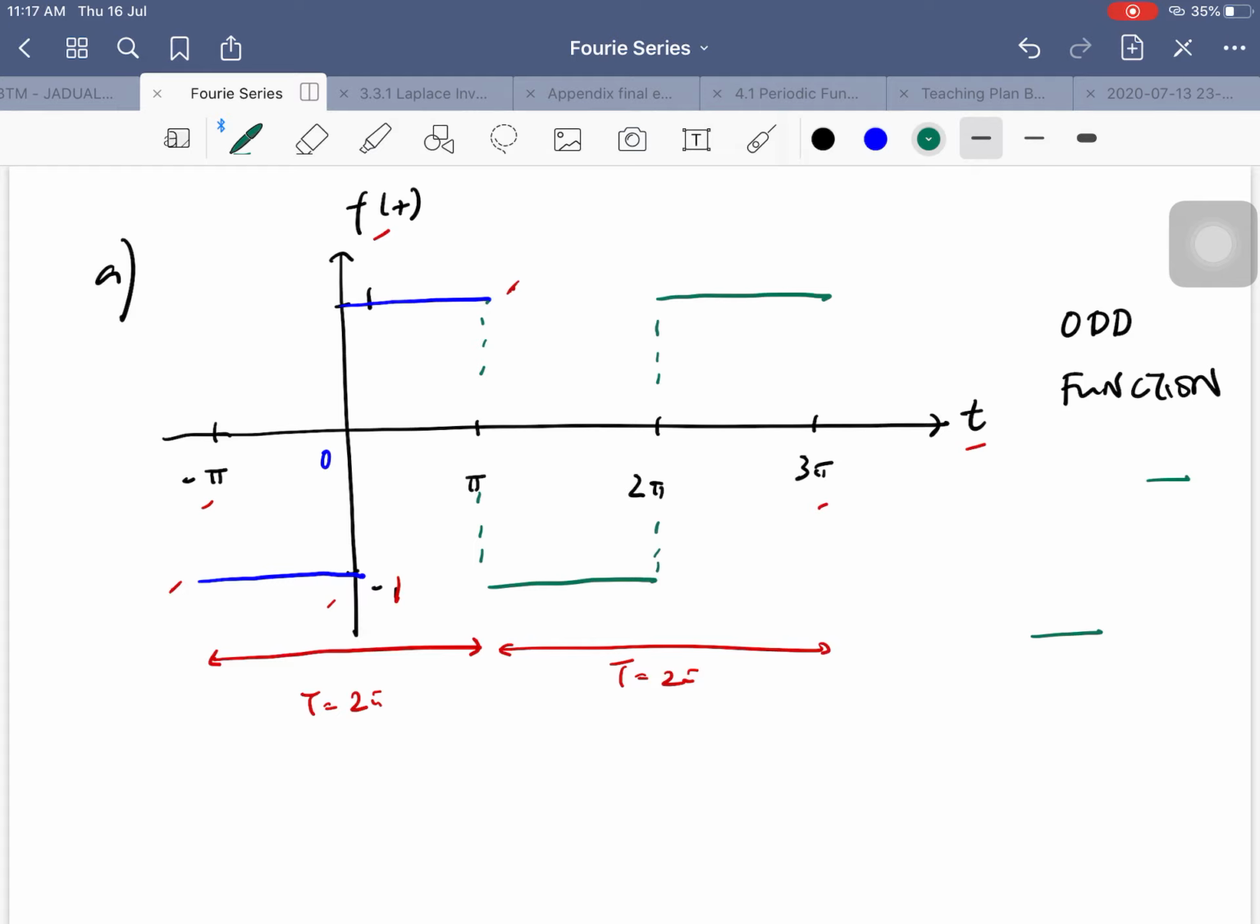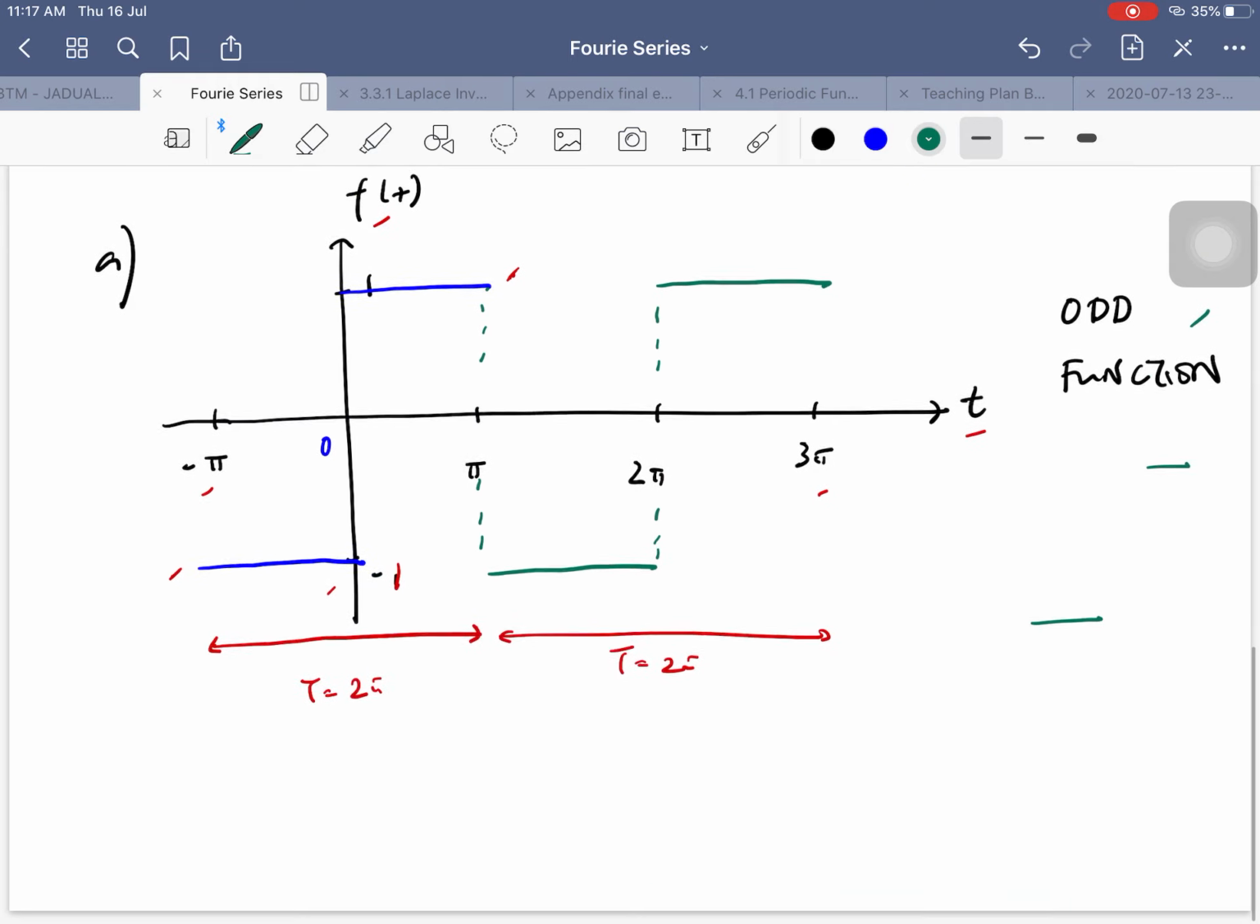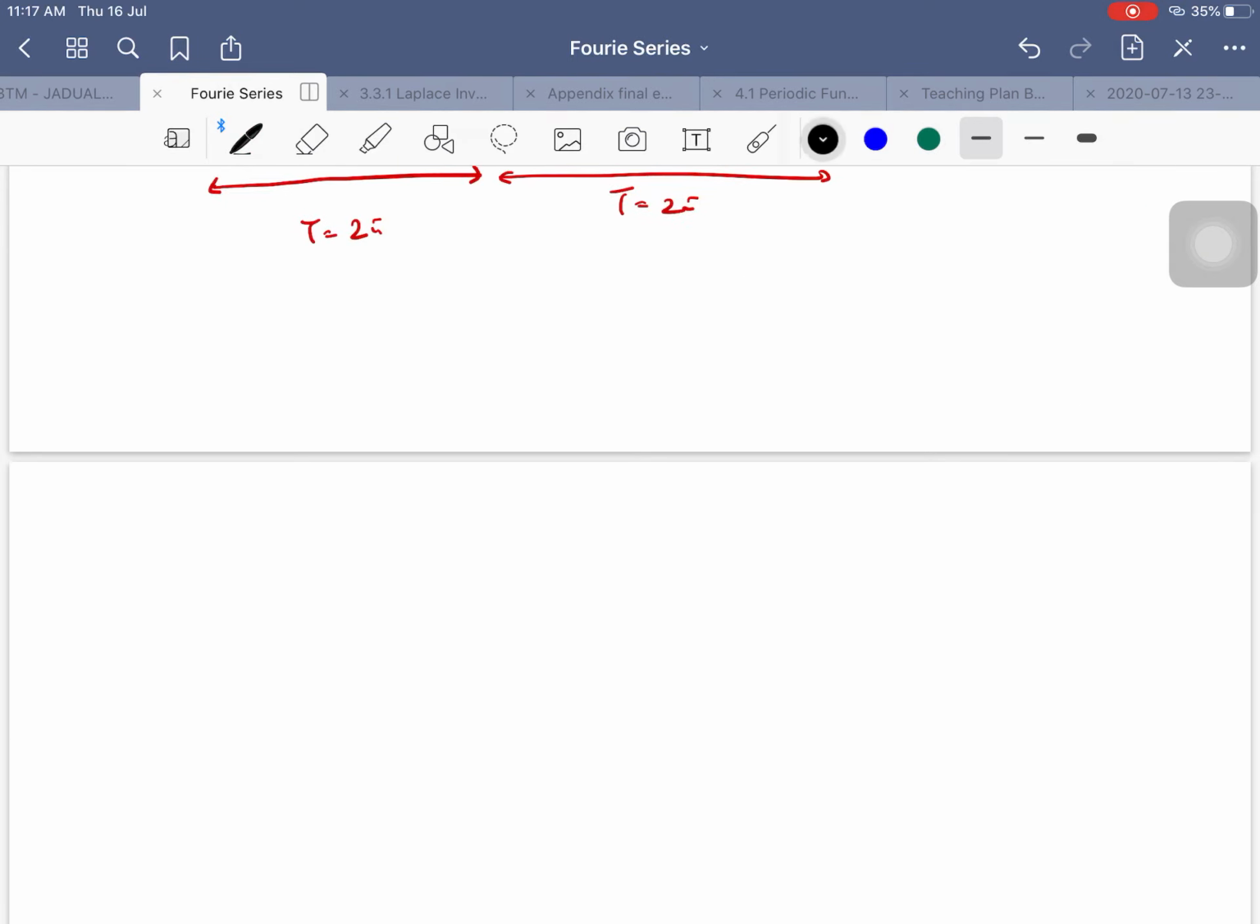Right, so from sketching the function, you get 4 marks already: 3 marks for sketching, and 1 mark for mentioning the fact that it's an odd function. So we are done with A, sketching the function. Now I'm going to proceed with B, where we start finding the Fourier series.